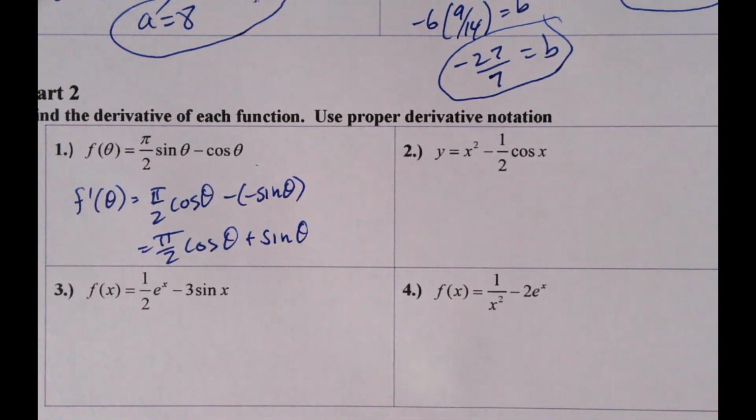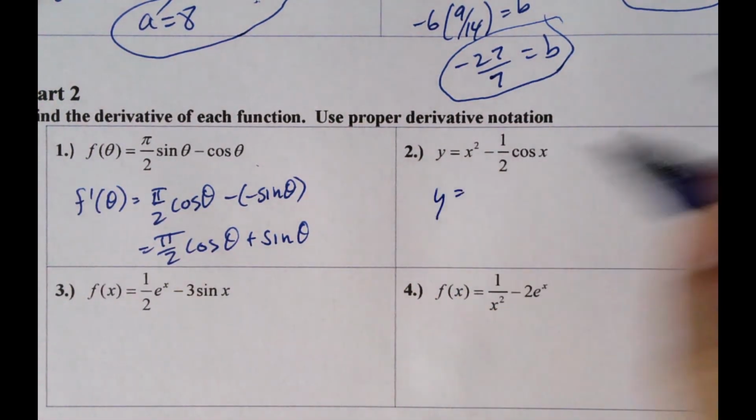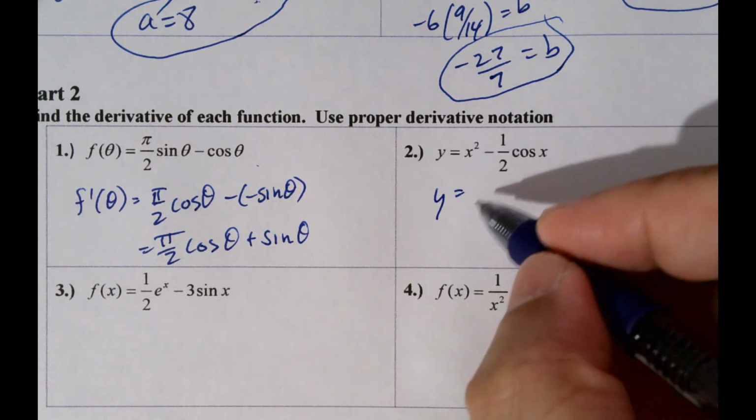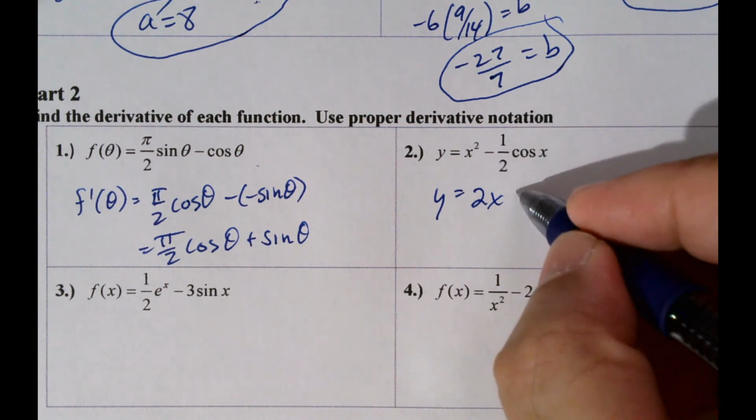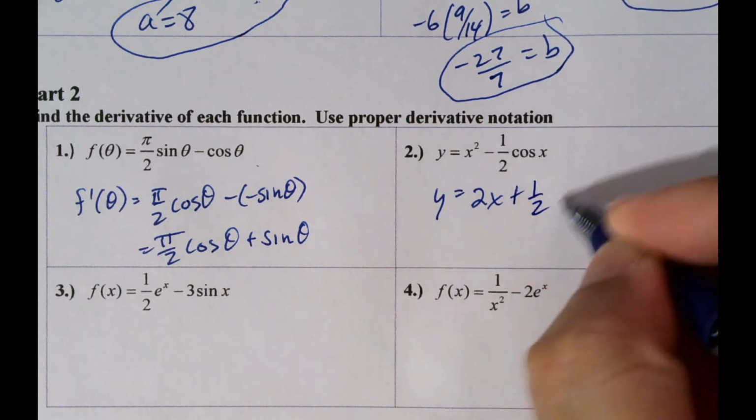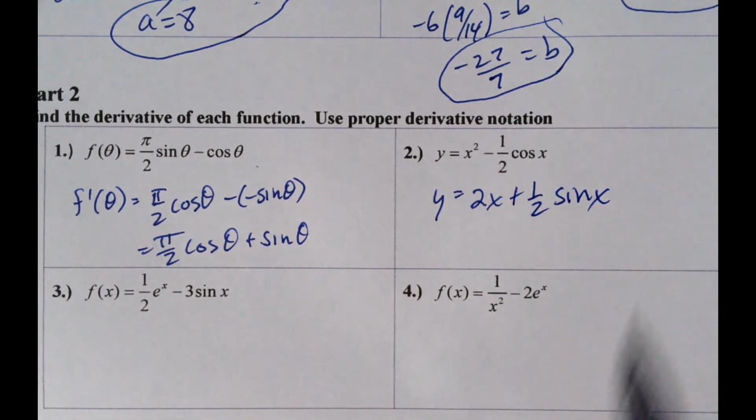All right, number 2. Derivative of x squared is normal power rule, so it's 2x. Derivative of cosine is negative sine, so we're going to change that minus to a plus. That half is coming for the ride. Nothing happens to it. And there's that.